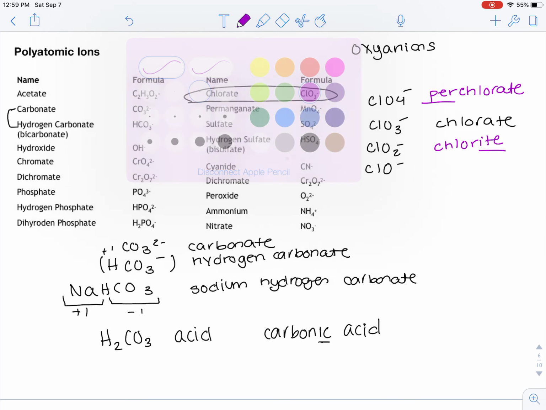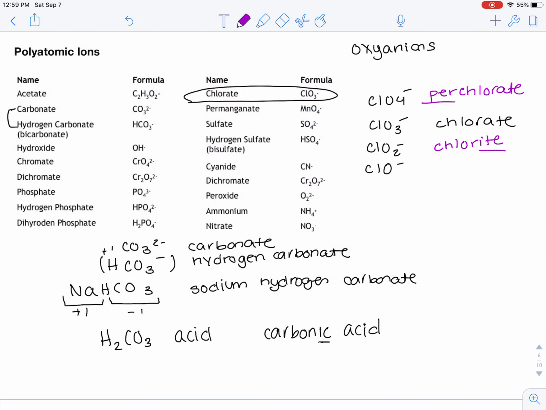To indicate that you lost more than one, you have to include the prefix hypo and the suffix -ite. Hypo means more than one, so you lost more than one oxygen. Then naming these with ionic compounds is the exact same way.